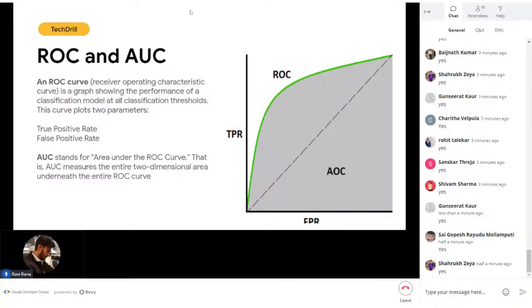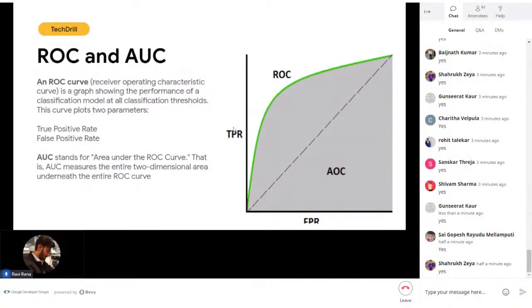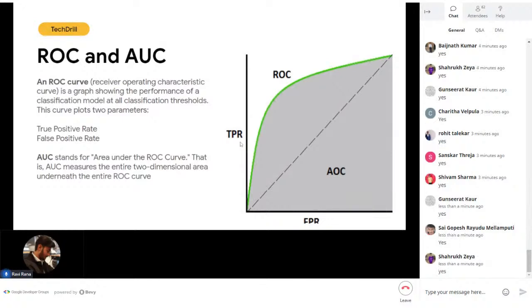So what is the true positive rate? It is the actual predicted positives. You can just call it recall. So our ROC curve is given by the recall against the false positive rate, that is, how many false positives we got out of the total number of negatives.